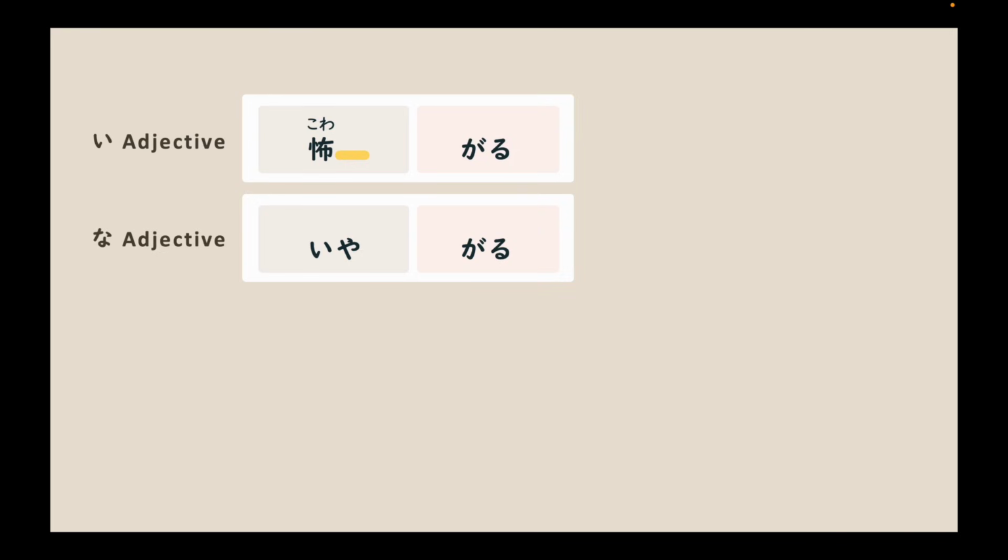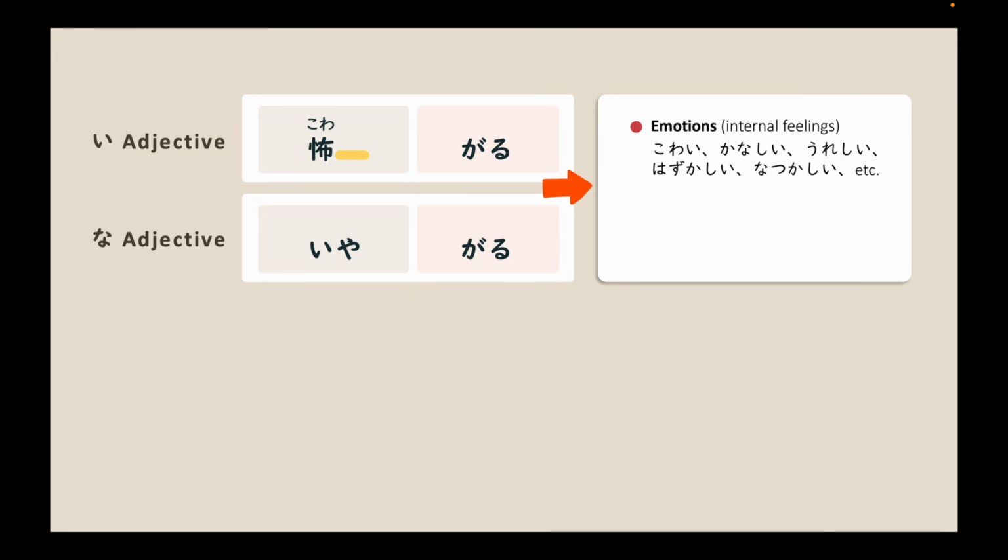Now, it's important to note that garu can only be used with feeling adjectives, like adjectives that describe how someone feels inside. For example, emotions like kowai, scared, kanashii, sad, ureshii, happy, hazukashii, embarrassed, natsukashii, nostalgic, and also physical sensations like itai, painful, kayui, itchy, atsui, hot, samui, feeling cold, tsumetai, feeling cold when you touch something, and so on.